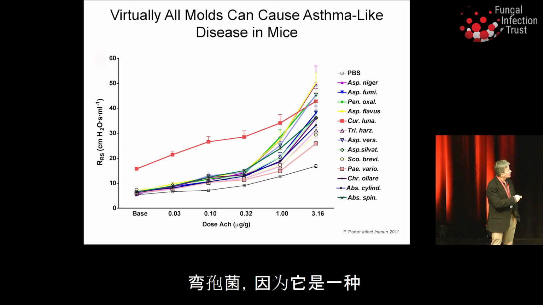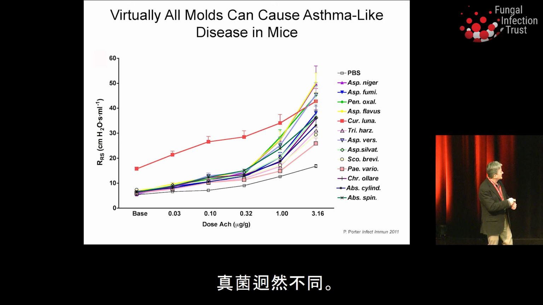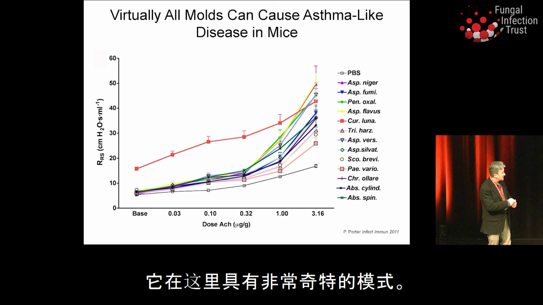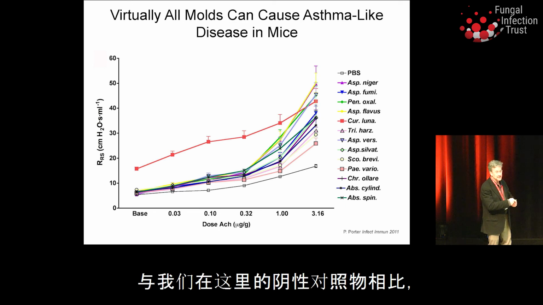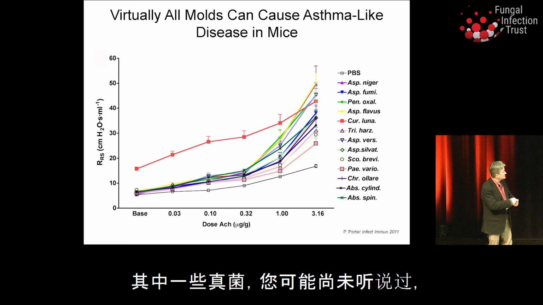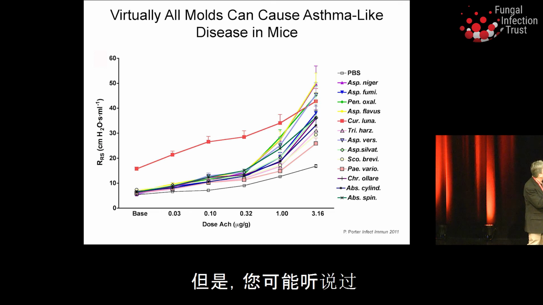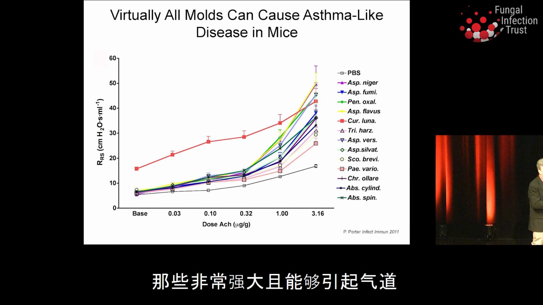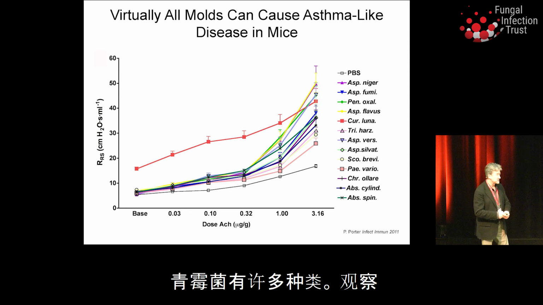We'll leave out Curvularia here because it's a very strange fungus that's very different from all the others. It has a very strange pattern here. The others are rather similar. They all induce airway hyperactivity compared to our negative control here. Some of these guys you may not have heard of, like Chromosporium olari, but the ones that are very strong in inducing that airway hyperactivity, you certainly have heard of this, multiple Aspergillus and Penicillium species.